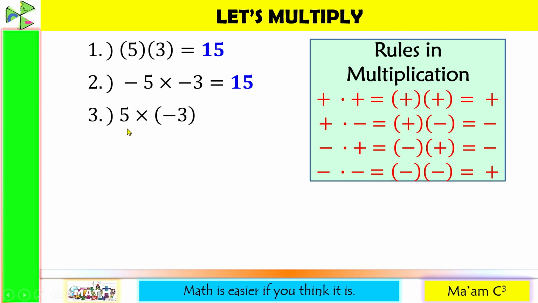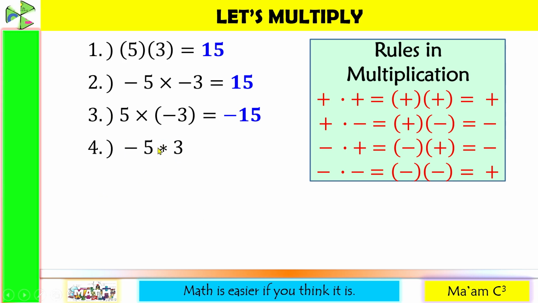Number 3, 5 times negative 3. 5 is positive, 3 is negative, so positive times negative, different signs will give us a negative product. Again, 5 times 3 is 15. Positive times negative is negative. So, negative 15. Number 4, negative 5 times 3.